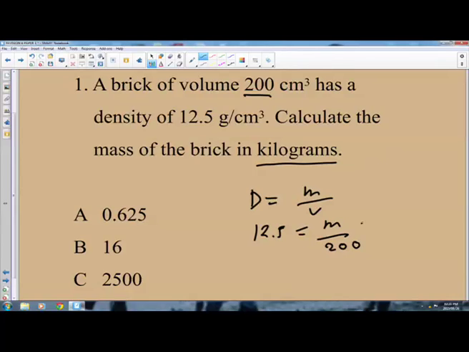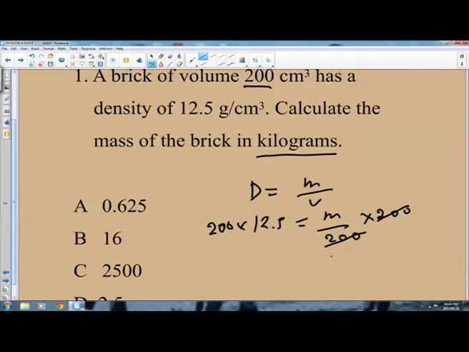Then you can multiply both sides by 200, because you are solving for M. Multiply by 200 on both sides. The 200 here will cancel the 200 over here, meaning you are remaining with M on this side. So M will be equal to 12.5 multiplied by 200.